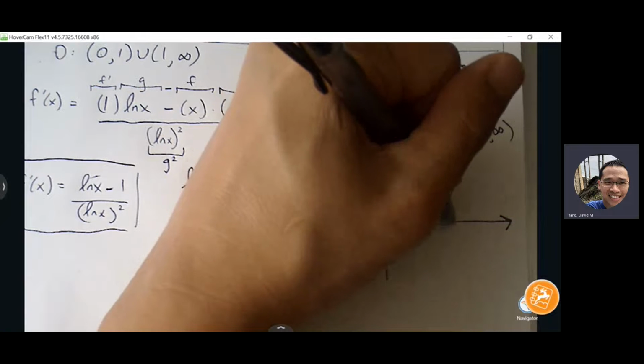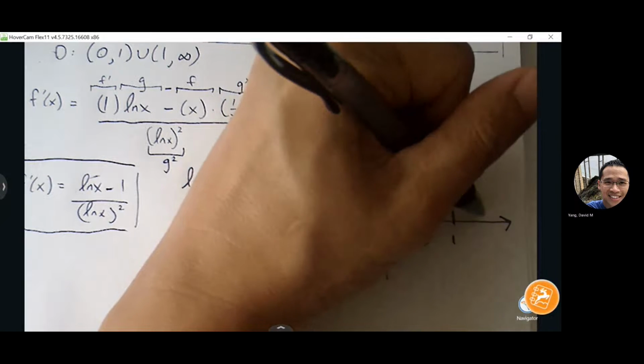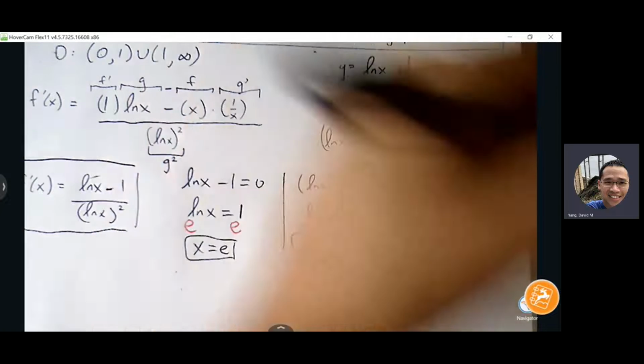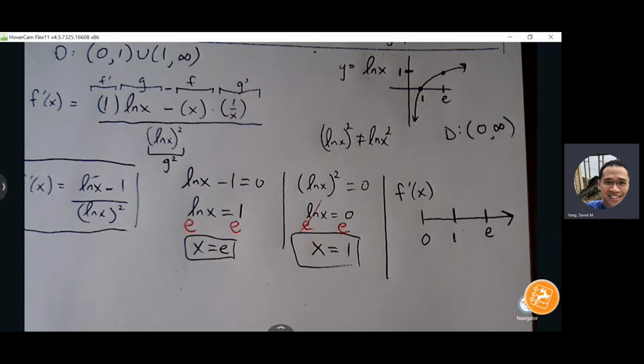So I have 0, 1, and e. Again, e is an irrational number. It's somewhere between 2 and 3. It's around 2.7.